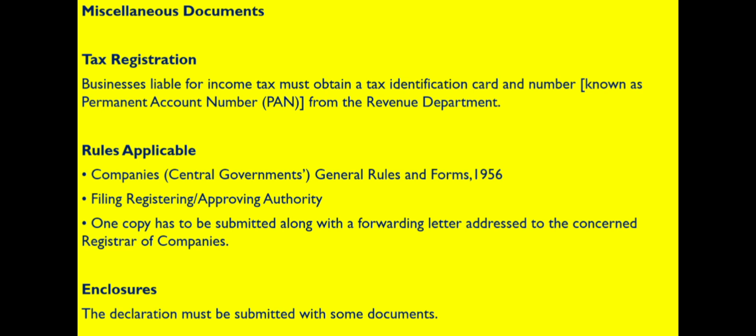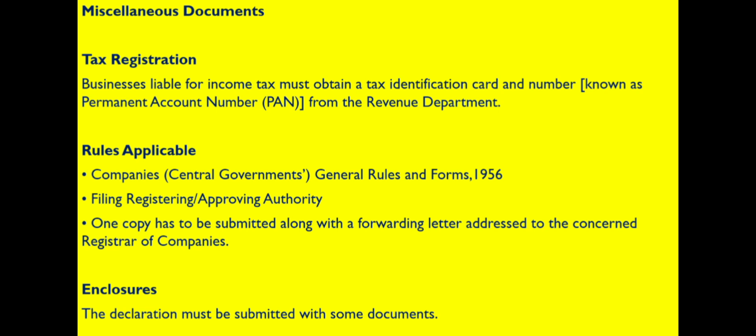Next point, rules applicable. Companies of Central Government's General Rules and Forms 1956. Filing, registering or approving authority. One copy has to be submitted along with a forwarding letter addressed to the concerned registrar of the companies. Next point, enclosures. The declaration must be submitted with the following annexure. First one, document evidencing payment of fee. Second, memorandum and articles of association.